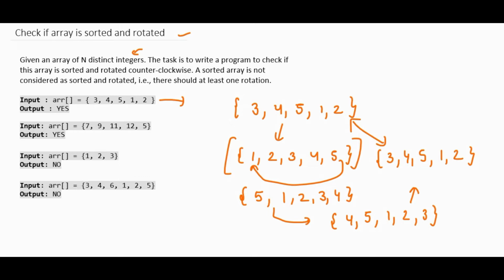So we have to check this. If the array is sorted and rotated, we have to return yes, otherwise we have to return no. Okay, so this array is sorted and rotated. Next is this array. As you can see, 5, 7, 9, 11 and 12. So this array is sorted and rotated because we have 5 here, then we have 7, 9, 11 and 12. Okay, this is sorted when we start from 5.